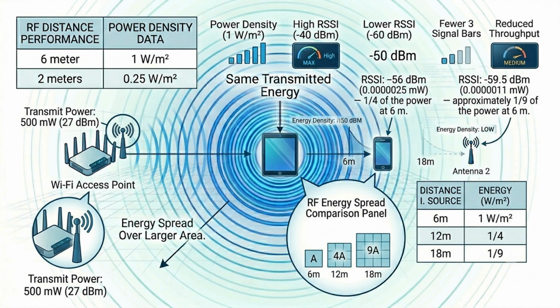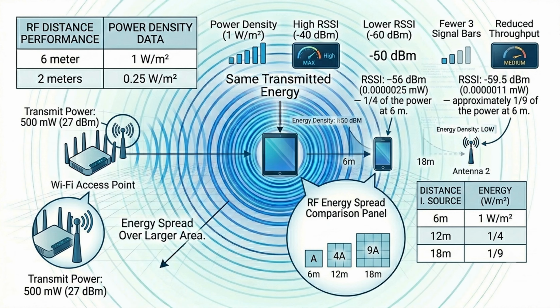Consider an access point transmitting at 500 milliwatts. The only place we could measure 500 milliwatts or 27 dBm would be directly at the antenna of the access point. If we consider a typical Wi-Fi client device and look at the RSSI of the access point at 6 meters distance, it may measure something really strong like -50 dBm or 0.00001 milliwatts.